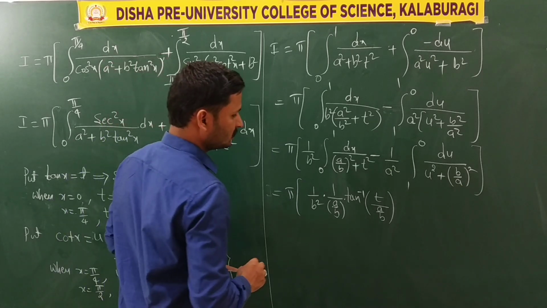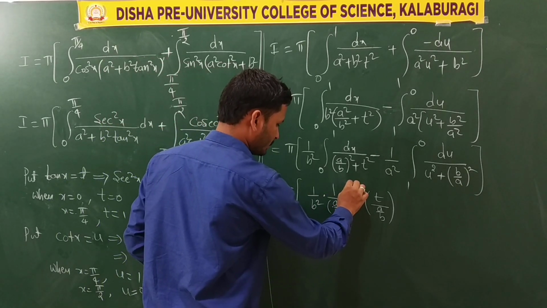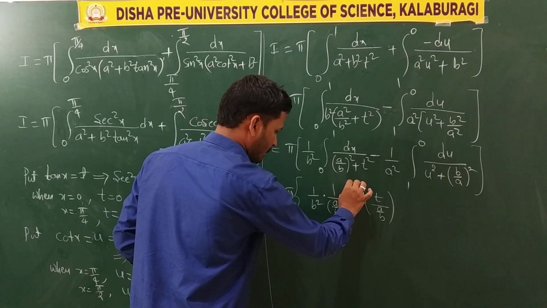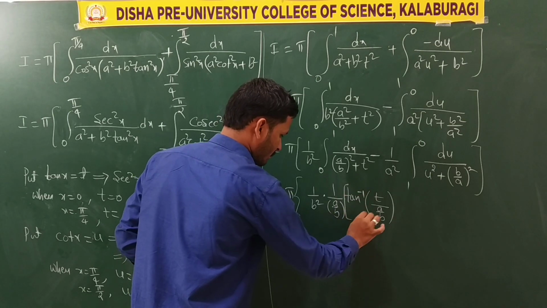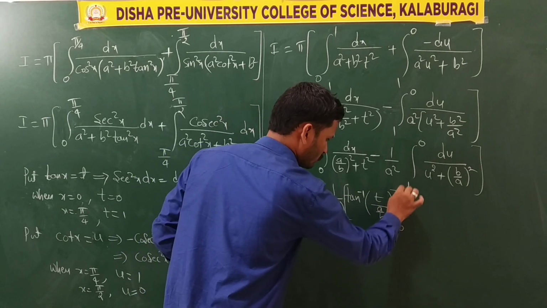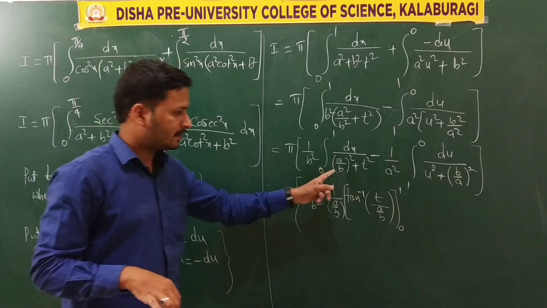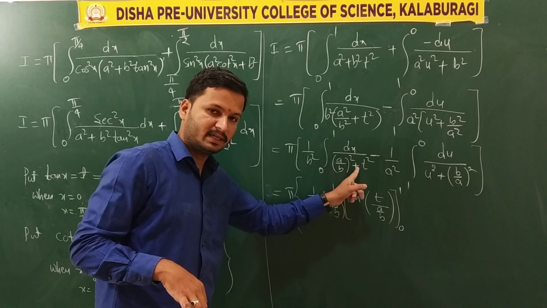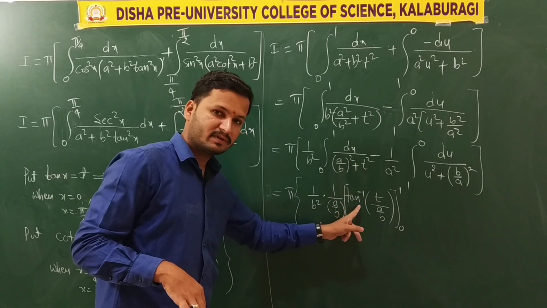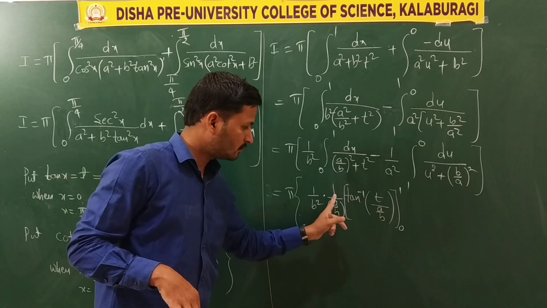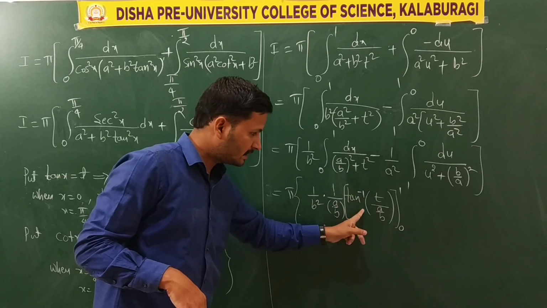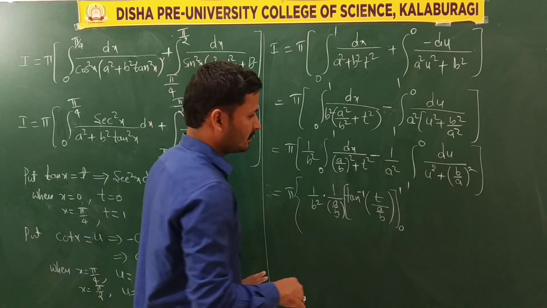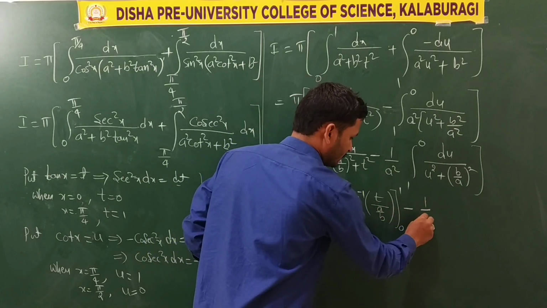So then next, we take the limits from 0 to 1. Which formula is used here? dx divided by a square plus x square is 1 divided by a into tan inverse of x by a. So here 1 by a is b by a, tan inverse of x, here t, divided by a by b. Okay, minus 1 divided by a square.